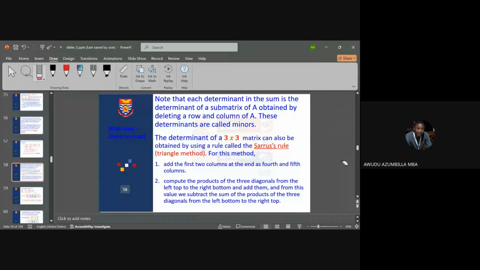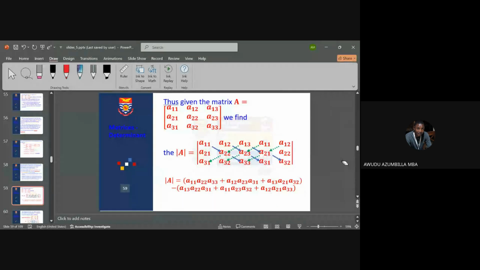First, let's do the Sarrus method, and let's look at the steps. Add the first 2 columns at the end as the 4th and 5th columns. Then second, compute the product of the 3 diagonals from the left top to the right bottom, and add them. And from this value, we subtract the sum of the products of the 3 diagonals from the left bottom to the right top. Let's go on to work and see what they are talking about.